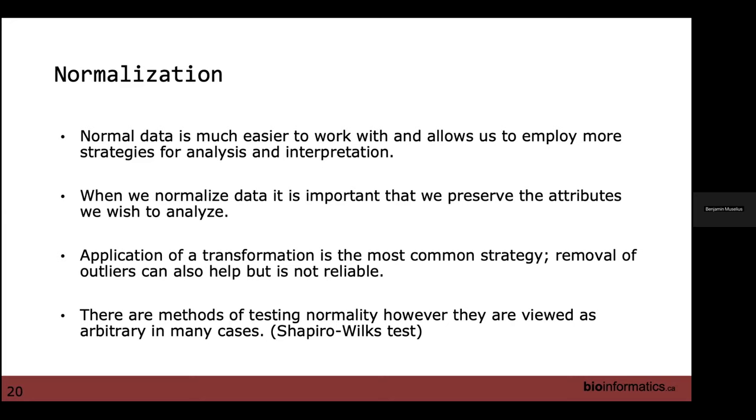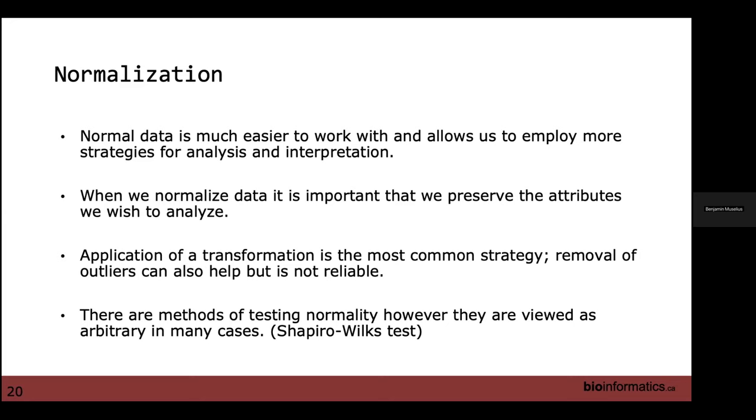There are methods you'll see in Perseus when we go through, where we innately apply a log 2 transform. This preserves all the attributes of the data that we care about, but tends to make at least proteomics data a lot more normal. There are other more advanced methods for it.